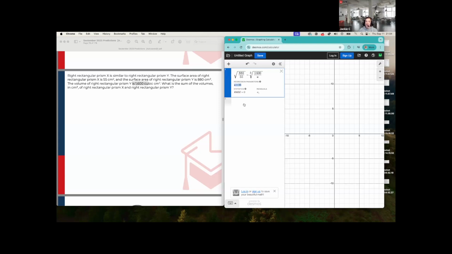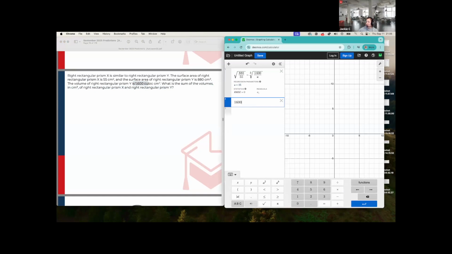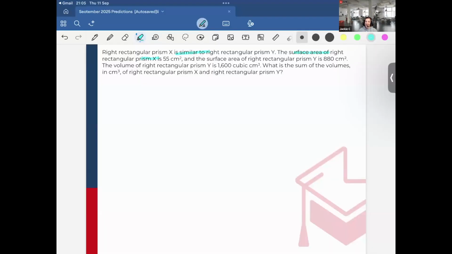Okay, so I know that's 25, and it asks me what is the sum of the volumes of right rectangular prism X, which was 25, what we just solved for, and right rectangular prism Y, which is 1600. So I would just do 1600 plus 25, which is 1625. So if you know the scale factor, it's really simple to solve and you can make a regression here on Desmos. So amazing, right?